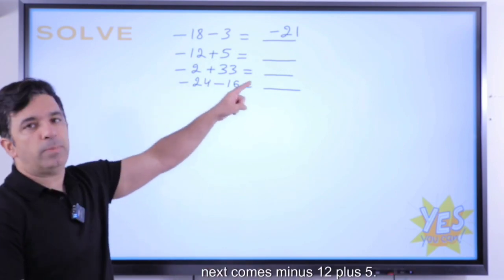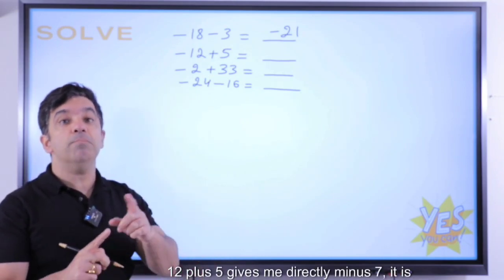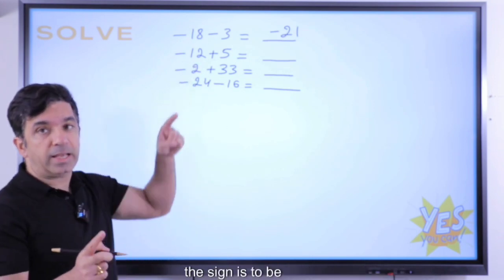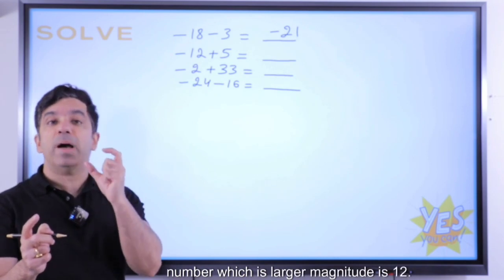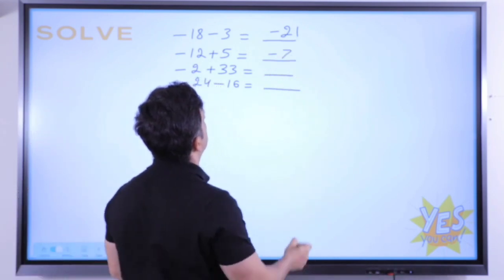Next comes minus 12 plus 5. So one is negative, one is positive. So minus 12 plus 5 gives me directly minus 7. It is same as 12 minus 5 but with a minus sign. The sign is to be of the bigger one. In this case, the number which is larger in magnitude is 12. So minus 12 plus 5 is minus 7.